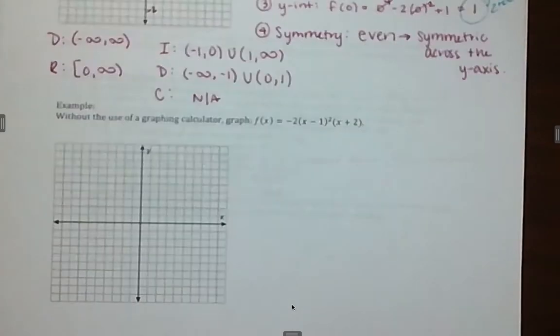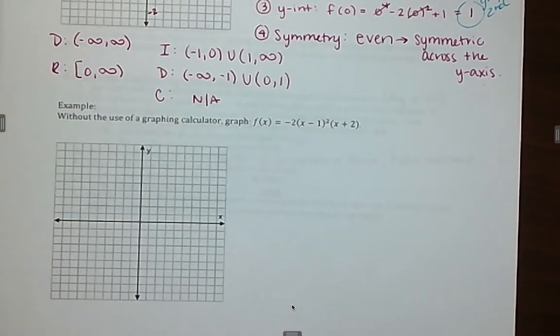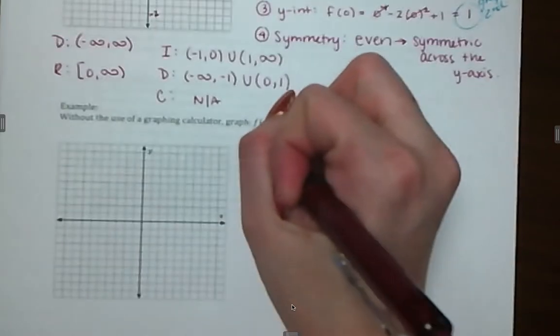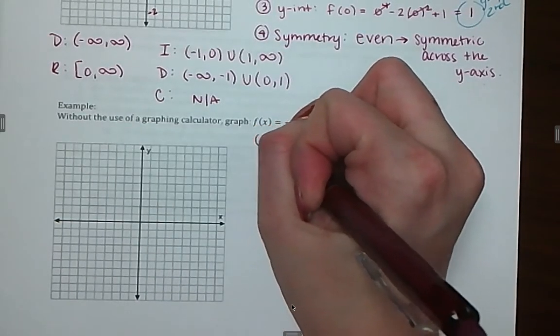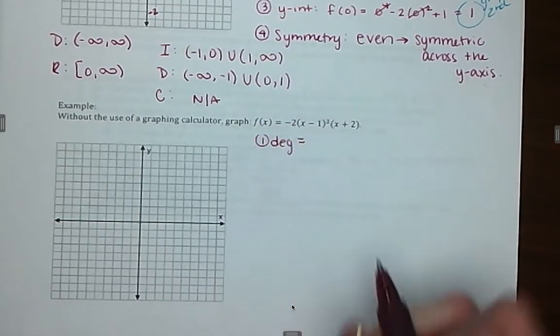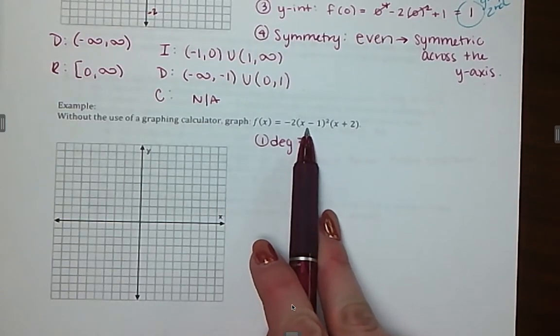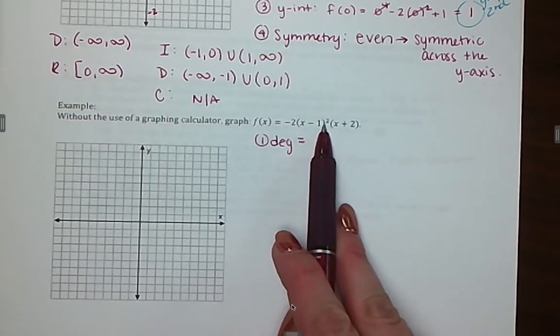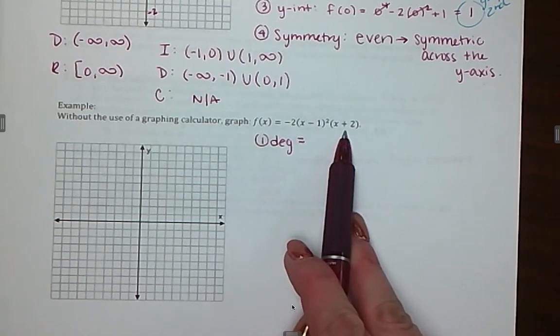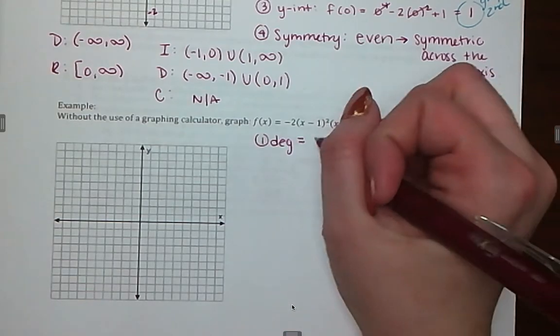F of x equals -2 times the quantity x minus 1 squared times the quantity x plus 2. What's nice about this is it's already factored for us. So first thing, we need to find the degree. Careful about this one. Remember, we have to add it up. So how many times does this one occur? Twice. This one, which adds up to be 3.